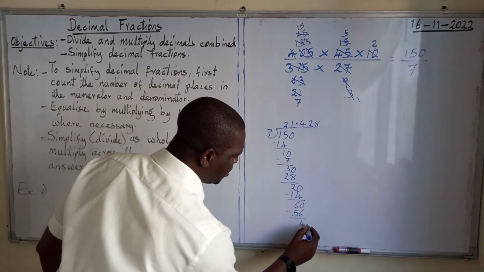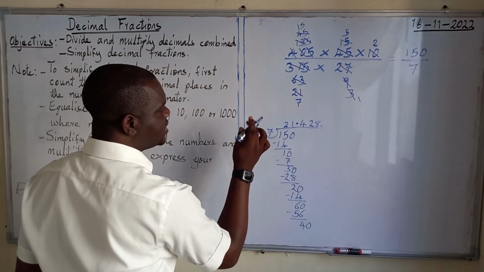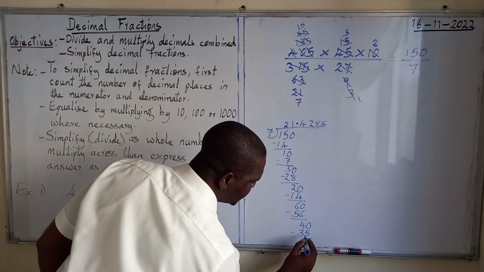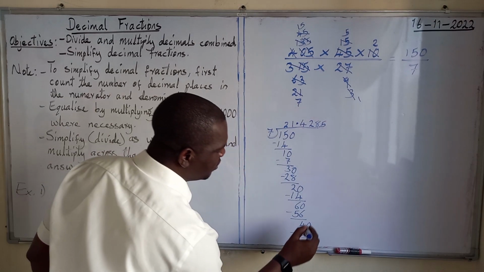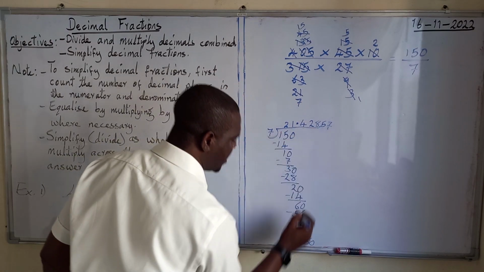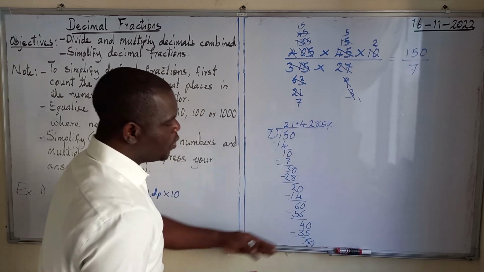And since there is nothing, fix a 0. 40 divided by 7 is 5. 5 times 7, 35. Difference here will be 5. 0. 50 divided by 7 is 7 times. 7 times 7 is 49. We'll end at this level.